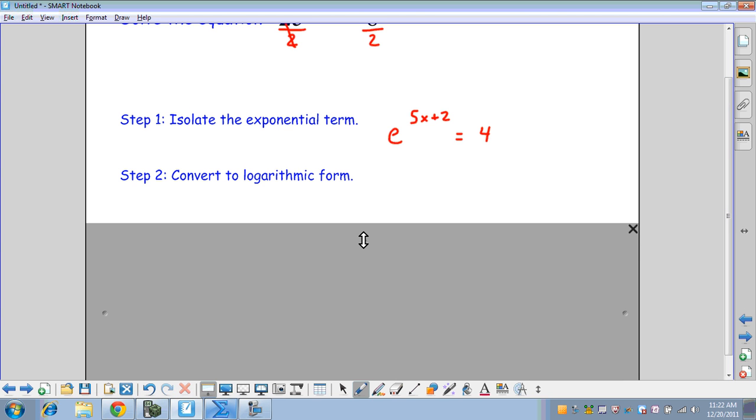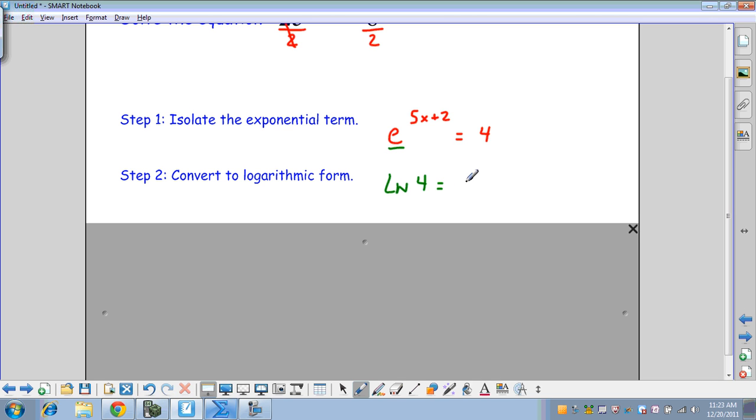Now I'm going to move on to step 2, which is always going to be convert to logarithmic form. Now, you have 2 potential scenarios here. You can use a common log or a natural log. In this particular case, I'm going to use a natural log. And the giveaway here is the fact that there's an e for the base. If this had been any other base, any other number, 5, 10, 15, 3, whatever, I would use a common log. But since I have a base e, I'm going to use natural log.